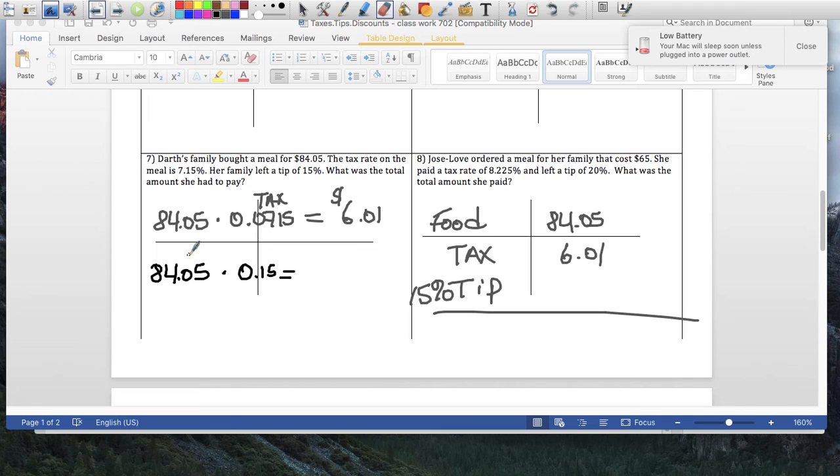Why is this not charging? Okay, hang on. Okay, now it's charging.